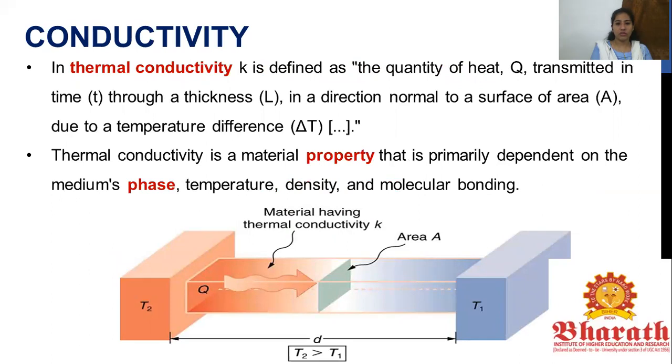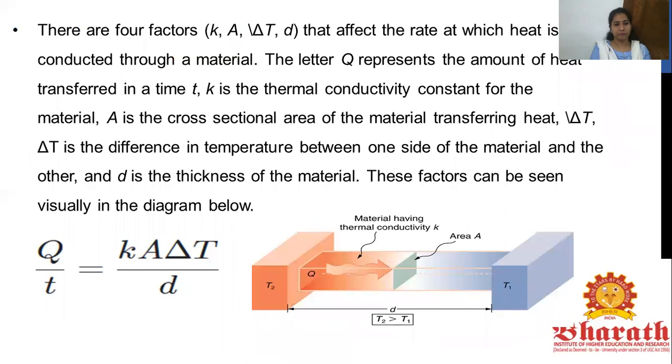So how do you give the conductivity? It is defined as the quantity of heat Q transmitted in the time T through a thickness L, in a direction normal to the surface of the area, due to the temperature difference. We'll look at the formula for you to understand. The thermal conductivity is a material property that is primarily dependent upon the medium phase, the temperature, the density, and the molecular quantity. So there are 4 factors involved in this.